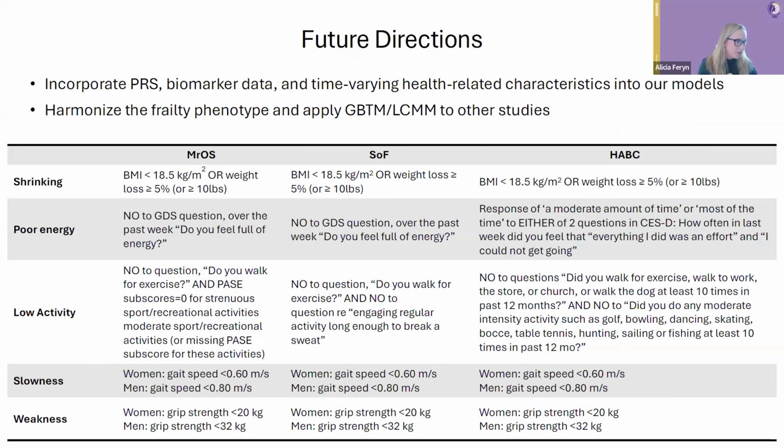So lastly, we wanted to touch on our next steps, which are to incorporate polygenic risk scores, biomarker data, and time-varying health-related characteristics into these models. We'd also like to harmonize the frailty phenotype and apply these methods to other studies. So this table illustrates that process of harmonizing the frailty phenotype in other studies, such as MrOS and Health ABC. Next slide.